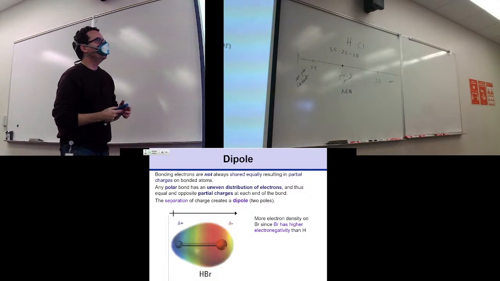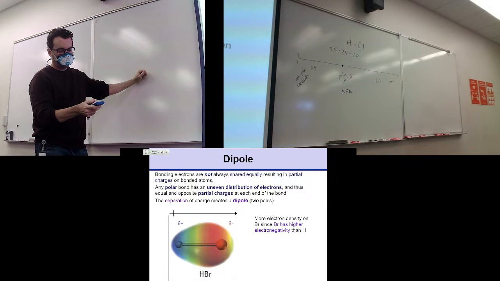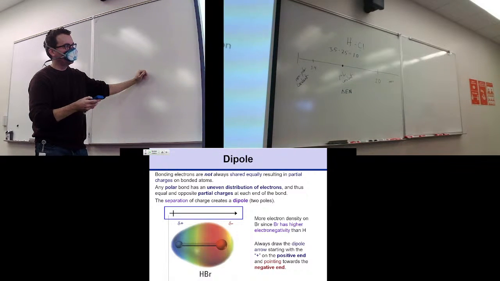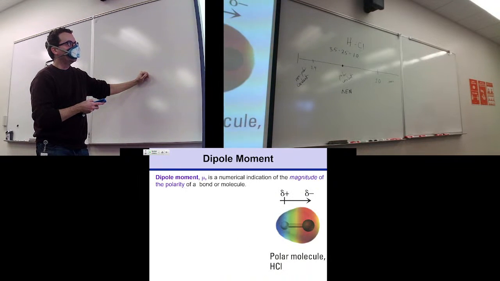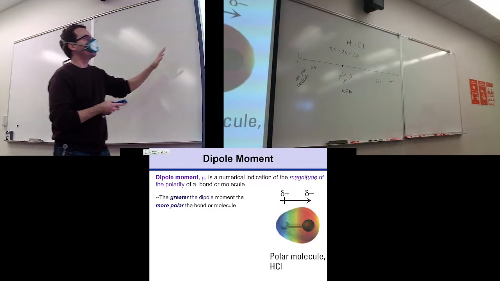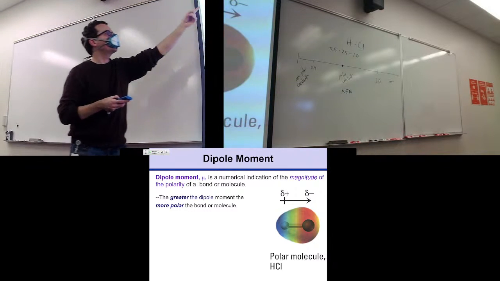So that's a dipole moment. And this is something we can actually measure. So let's see if we can see on the next slide. Oh, well, it's not here yet. But yeah, the arrow points to the negative side, and the tail is on the positive side.